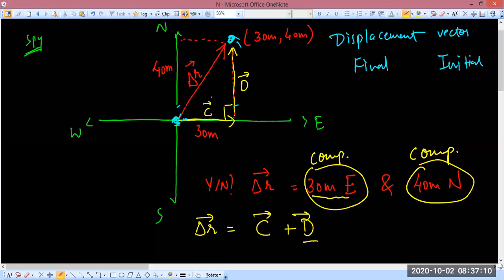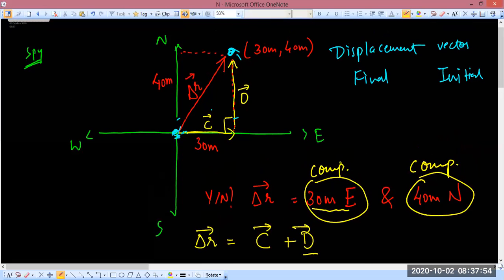Now the thing is, every time we don't like to specify east, west, north, south. Sometimes it's not even possible to decide that. So what we do is, for x-axis and y-axis, we have developed special symbols. So that's what we are going to talk about now.